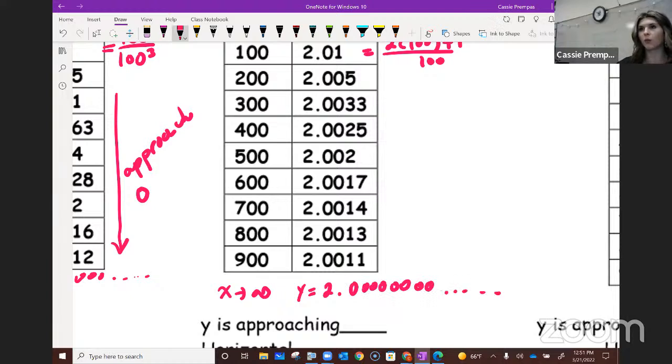So what number is the y approaching? Awesome, it's approaching 2. And that's what you wanted to be able to see in the table. The y approaches 2.